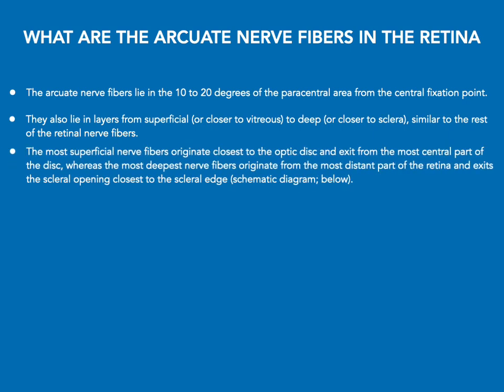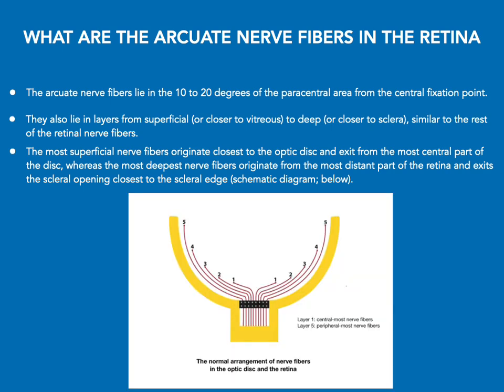The most superficial nerve fibers originate closest to the optic disc and exit from the most central part of the disc, whereas the deepest nerve fibers originate from the most distant part of the retina and exit the scleral opening closest to the scleral edge. As you can see in the schematic diagram below, layer 1 is the superficial fibers closer to the vitreous, and layer 5 is the deep fibers closer to the sclera.